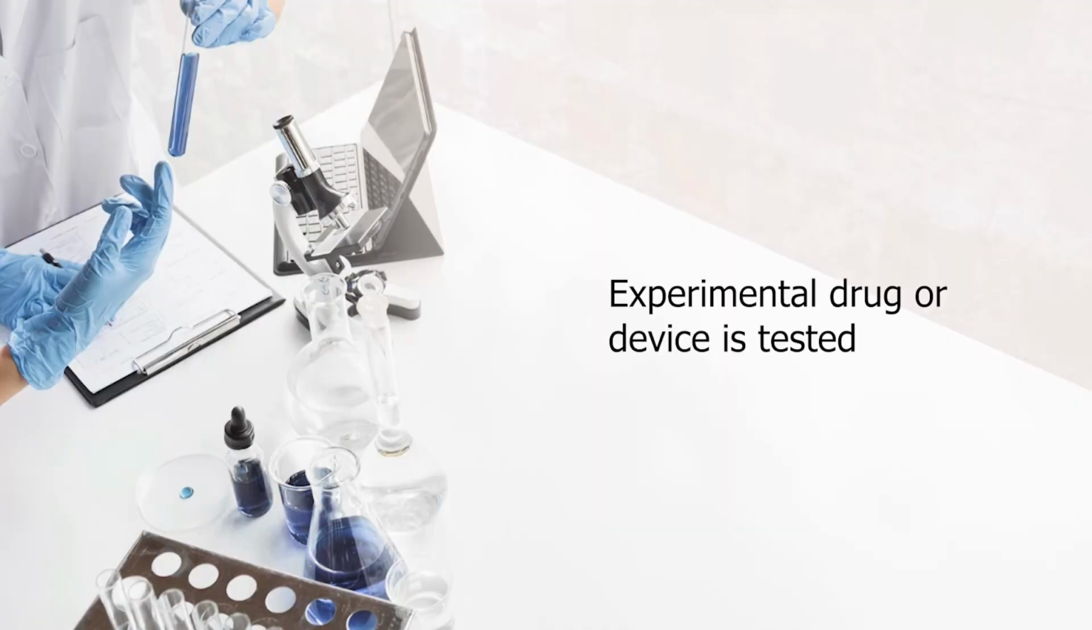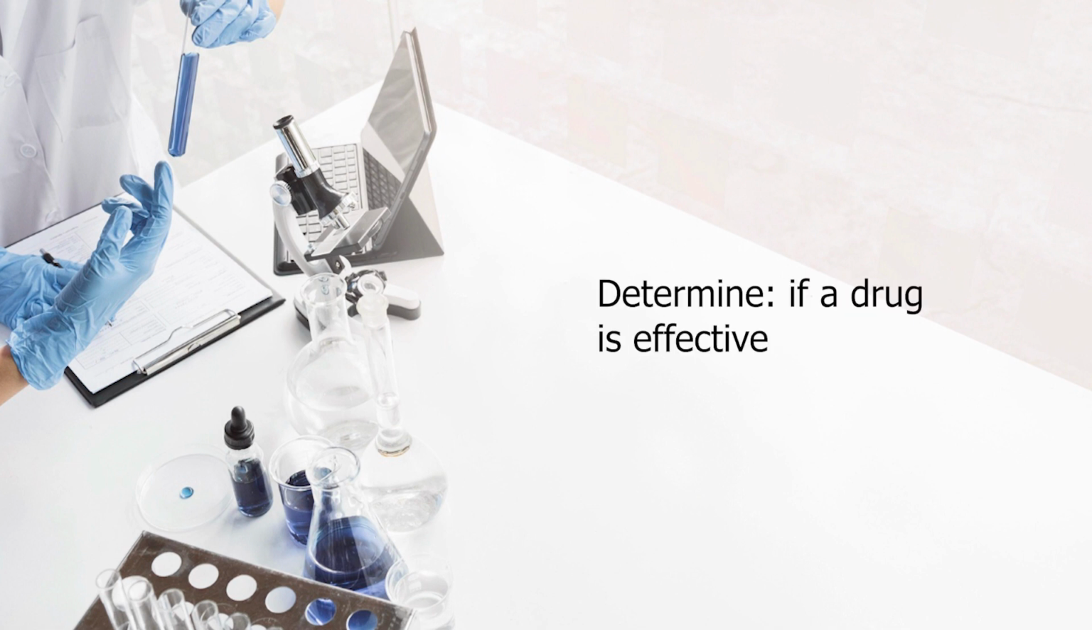There are 4 phases of clinical trials, with each phase having a different purpose. In a phase 1 trial, an experimental drug or device is tested on a small group of people, about 20 to 80 members, to assess its safety including any side effects and to test the dosages. A phase 2 trial involves more people, about 100 to 300 members, to determine if a drug is effective.